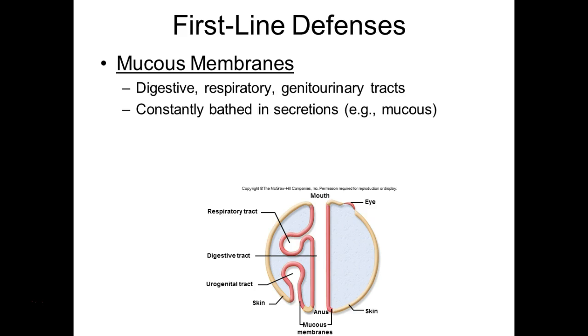So urogenital system, same thing. Cilia are moving that stuff out of the system. So that diagram makes me laugh. I don't know. The human body as a circle and tubes.